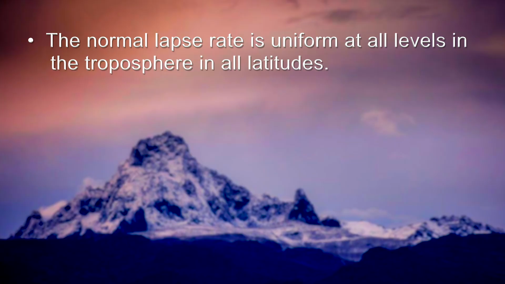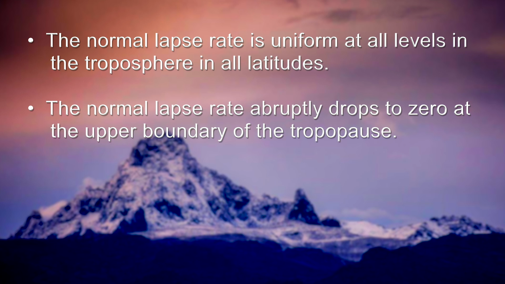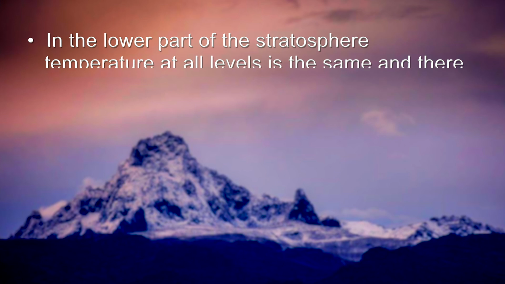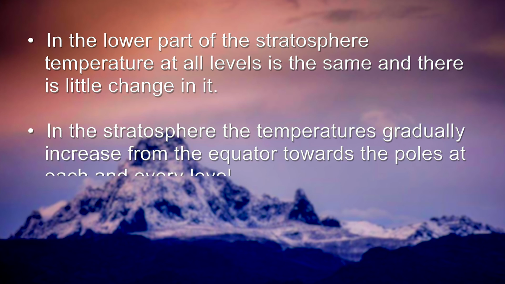The following are some of the most important features of the vertical distribution of temperature. The normal lapse rate is uniform at all levels in the troposphere in all latitudes. The normal lapse rate abruptly drops to zero at the upper boundary of the tropopause. In the lower part of the stratosphere, temperature at all levels is the same and there is little change in it. In the stratosphere, the temperatures gradually increase from the equator towards the poles at each and every level. This is mainly due to the fact that the stratosphere is lower at the poles.